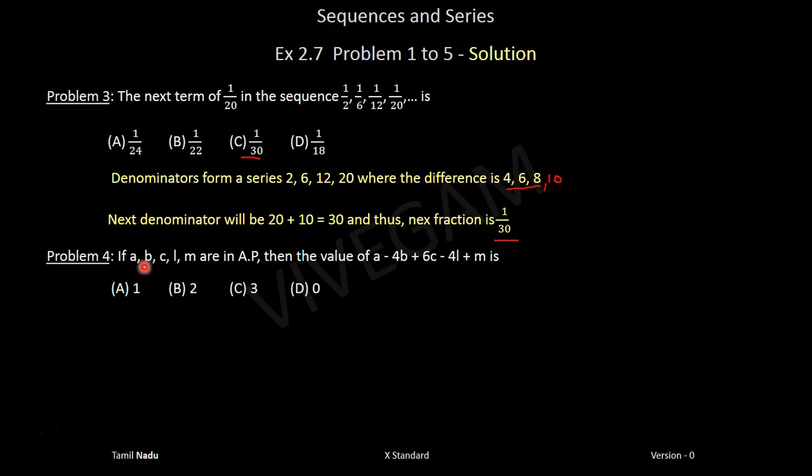So what will be B? B will be A plus D, right? What will be C? C will be A plus 2D, because D is the difference, goes on adding, right? L will be the fourth term, right? 1, 2, 3. So L will be A plus 3D. M is the fifth term. So M will be A plus 5D.